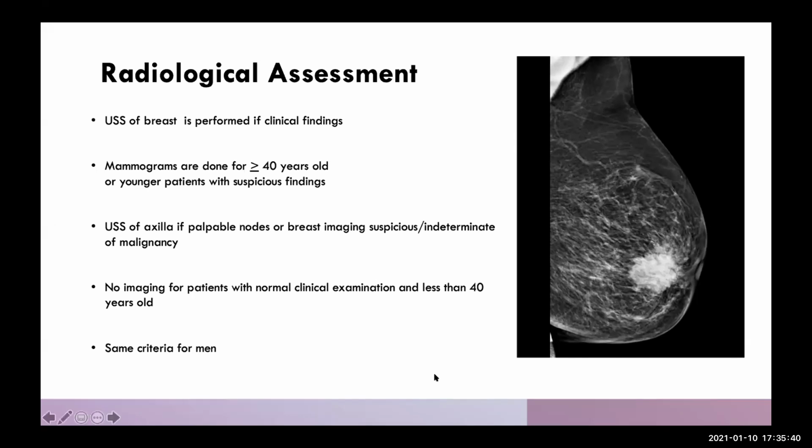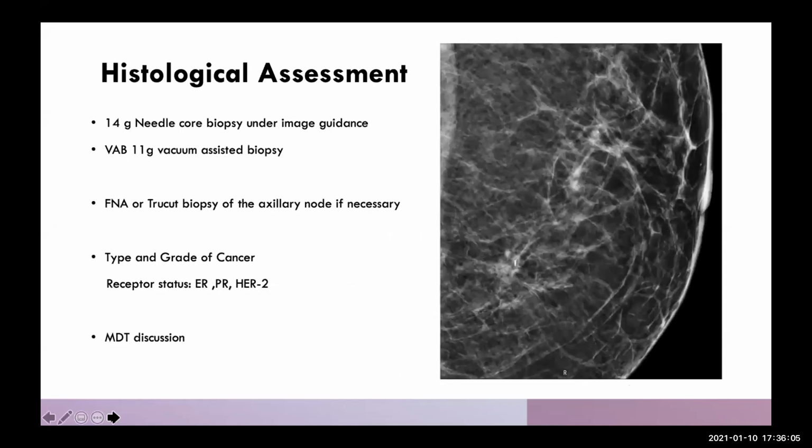We use the same criteria for men. And as you can see on the mammogram here, this is a mass lesion, and you can see the nipple is being retracted. Like I said to you at the beginning of the talk, this is an MLO view of the breast. So we do two views. One is an MLO and one is a CC view, really for us to know where exactly the cancer is, particularly in cases where the lump itself is not palpable.